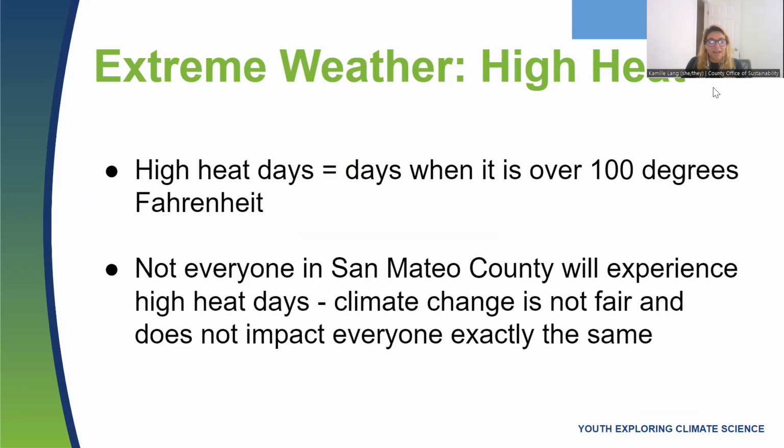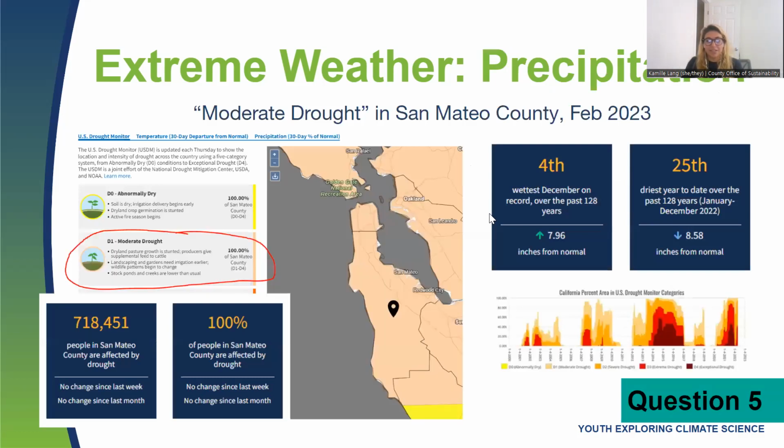All right, these are the two facts. High heat days are days when it's over 100 degrees Fahrenheit. And not everyone in San Mateo County will experience high heat days. Climate change is not fair and does not impact everyone exactly the same. Those are the two facts I have students write down from that slide.